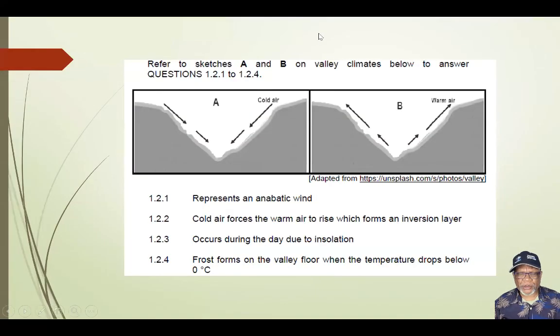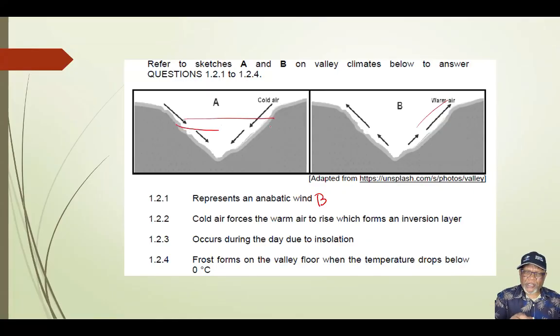Okay, now let's move on. Here's another activity, still in the valley. It says which one represents an anabatic wind? Which is B. This is your anabatic wind. The upslope movement, when the air moves upslope like that, it is anabatic wind. Cold air forces the warm air to rise, which forms an inversion layer.